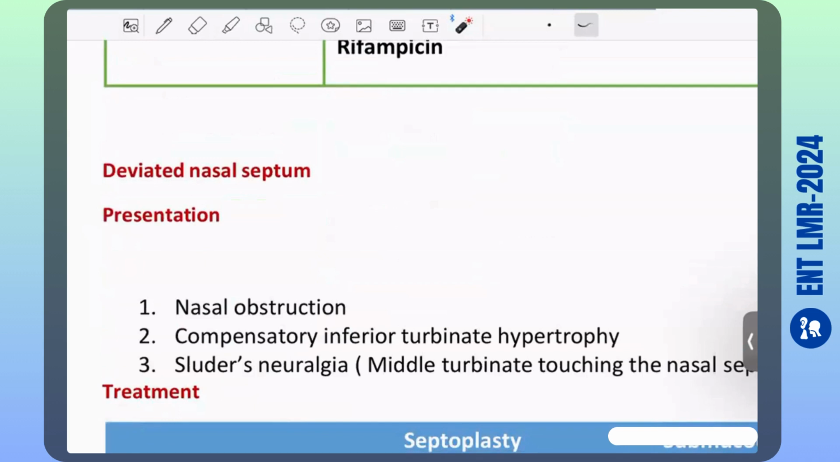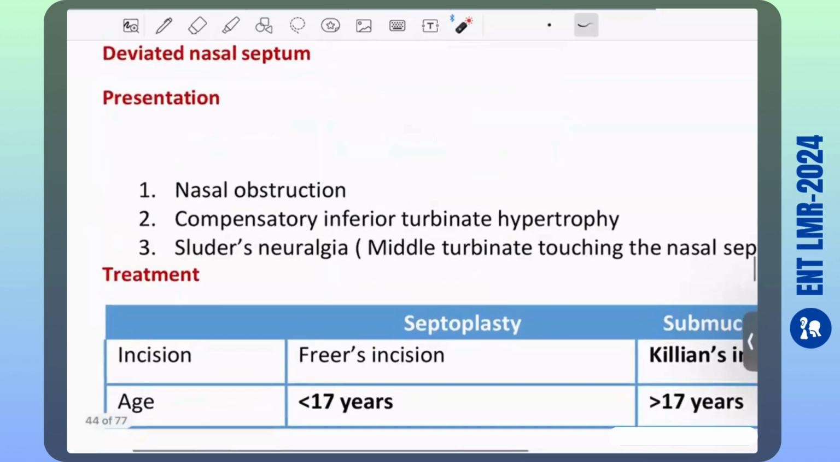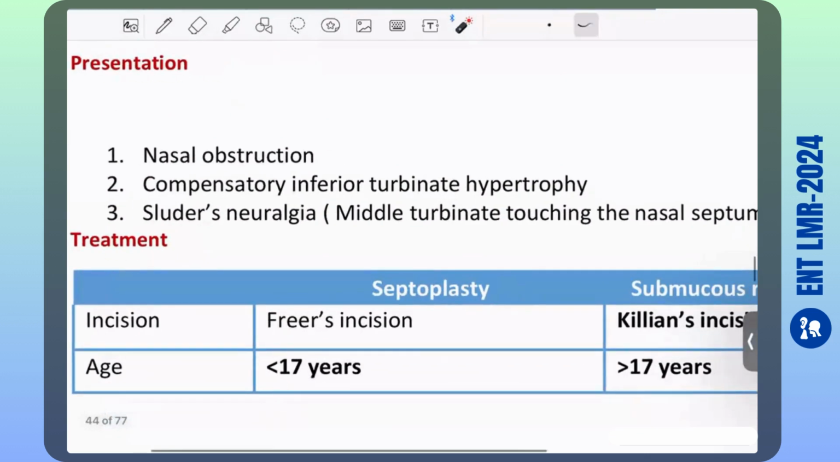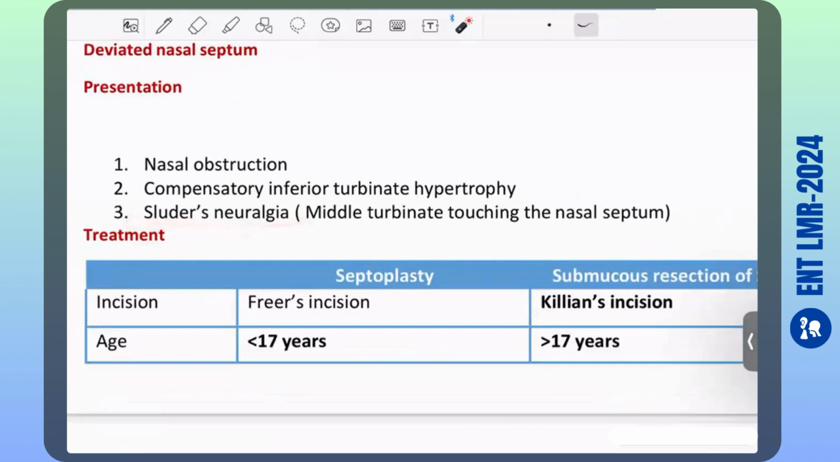Deviated nasal septum. The nasal septum is supposed to be in the middle. If it is deviated, it will cause nasal obstruction for this patient. If it is deviated to the left side, the opposite side will work more. That will cause compensatory inferior turbinate hypertrophy. So nasal obstruction can happen in both nasal cavities. Very important, there will be constant touching between the middle turbinate and the deviated nasal septum. That will cause Sluder's neuralgia or anterior ethmoidal neuralgia.